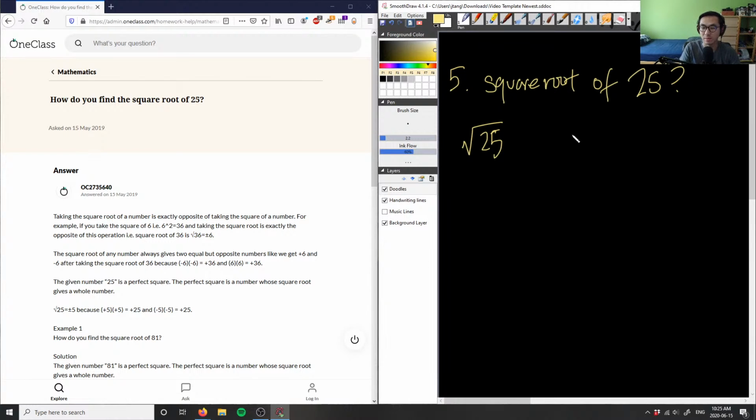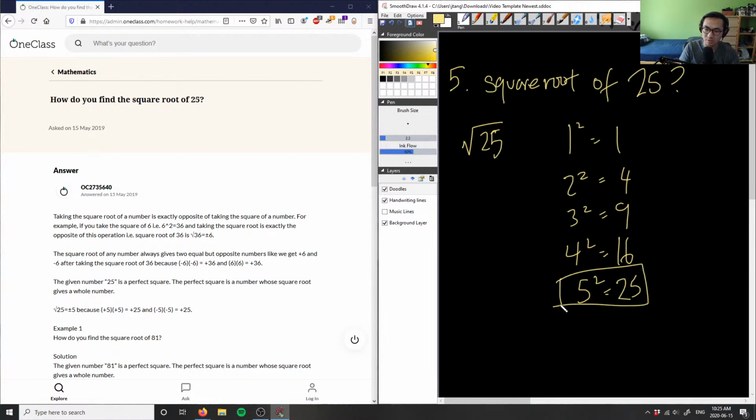And again, I can use my trial and error method, right? So you have 1 squared equals 1 times 1, which is 1. 2 squared is 2 times 2, which equals 4. 3 squared is 9. 4 squared is 16. And 5 squared, 5 times 5, is going to equal 25. And this here is our solution, because 5 squared equals 25.